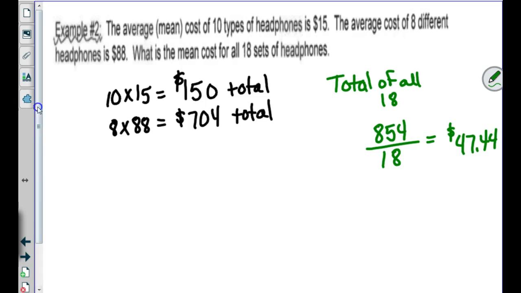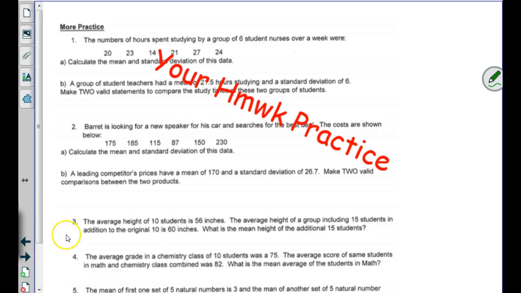All right, Miss Abruzzo said I should do one problem off here. She said number 3 is a different kind and you might be confused because the rest of this page is your homework tonight. But can we do this number 3 real quick? And I don't have a better picture of it, so I'm going with it. The average of 10 students is 56 inches. The average height of a group, including 15 students in addition to the original 10, is 60 inches. What is the mean height of the additional 15 students?